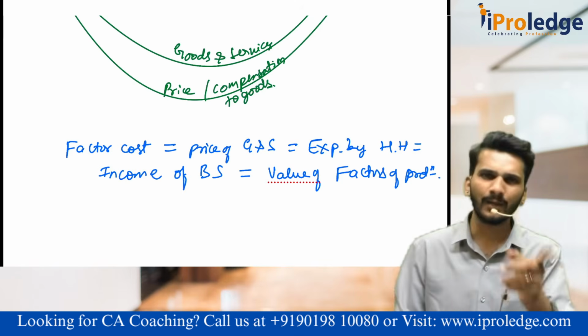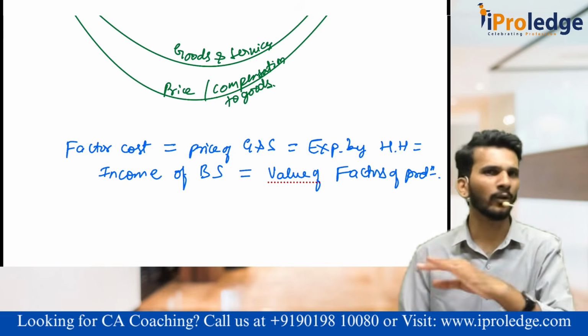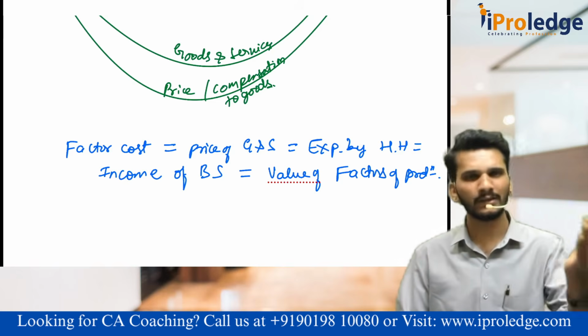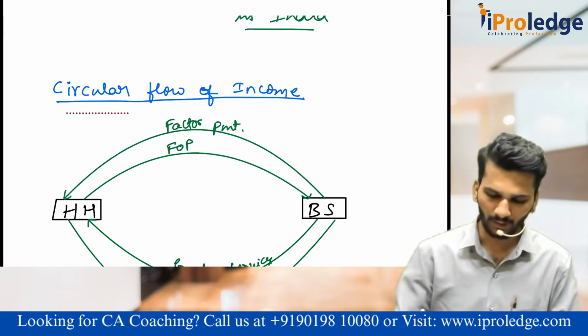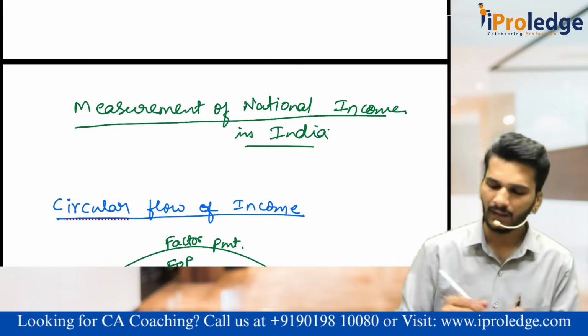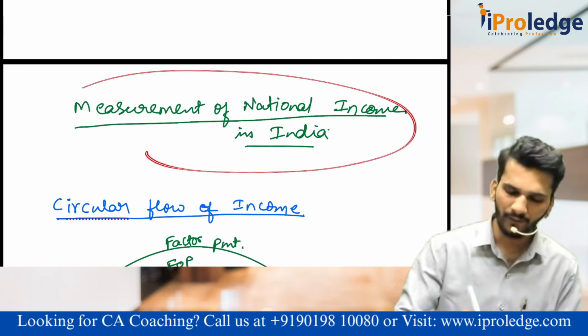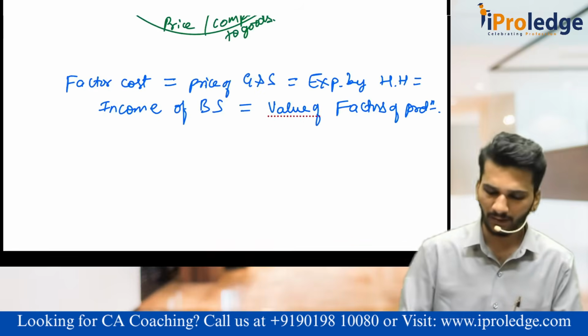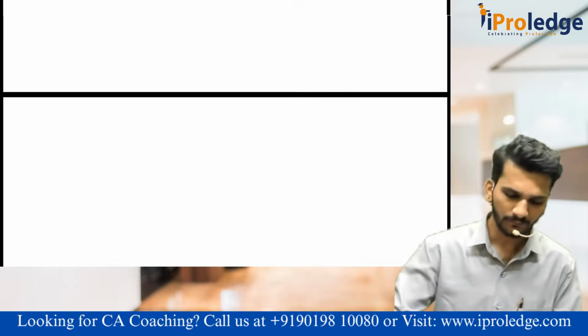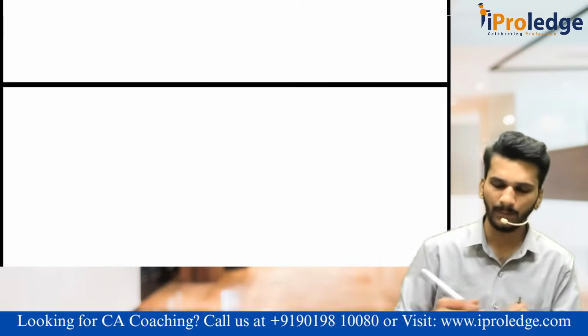Whatever you take, the income is still 100 equal to 100 equal to 100 rupees only. It is not going outside. There is no injection. There are no leakages. Is it clear? Yes, sir. Okay. Now we shall continue measurement of national income in India. How do we measure the national income in India? If you understood the circular flow of national income, we'll continue that measurement.